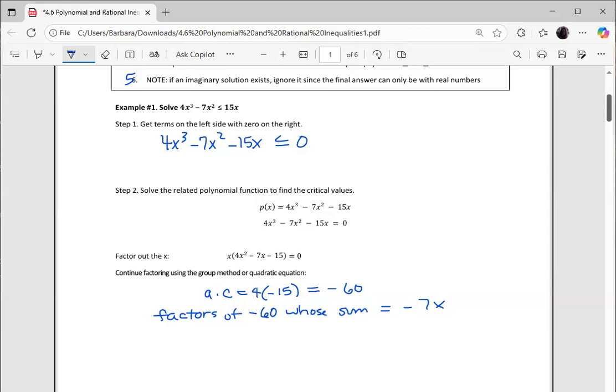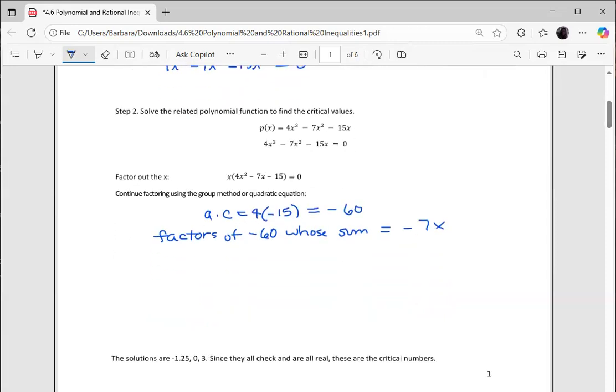So the best way I think of to do this is to make a factor tree with anything that you know goes into negative 60. So 6 times 10, I'm just going to ignore the sign for right now. 10 is 2 times 5. 6 is 2 times 3. And so I want a negative 7. And I see I have all prime numbers now.